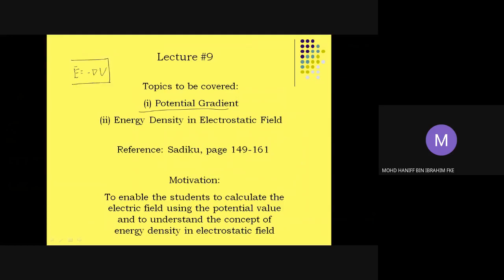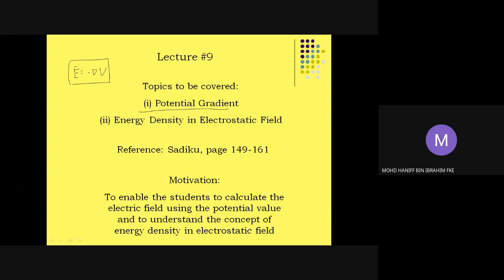So this is the equation for the gradient, which enables us to calculate the electric field intensity value if we are given the potential value at any position or any point. And we did examples on this potential gradient concept.